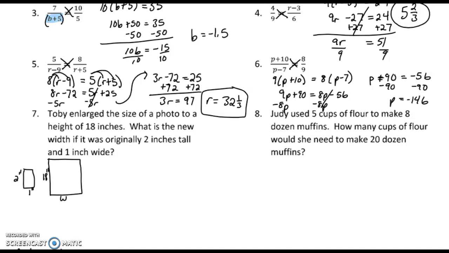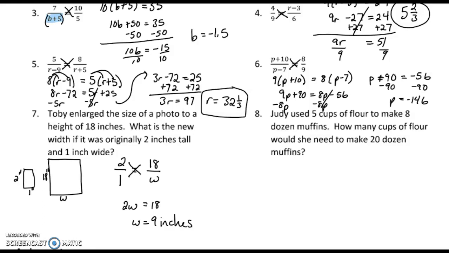So we're going to set up our proportion. So if I do 2 over 1, then I'm doing the height over the width of the original, and the height over the width of the new one would be 18 over W. So once you set it up, it's really easy to solve. 2 times W equals 1 times 18. And when you divide by 2, you find out that the width is 9 inches.